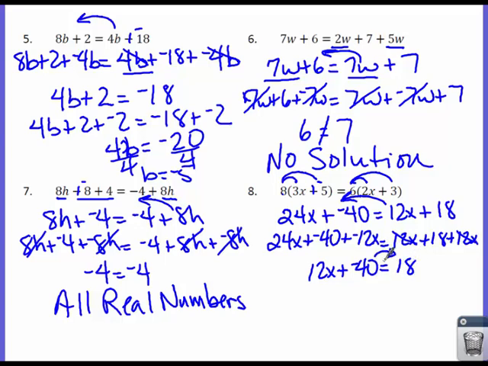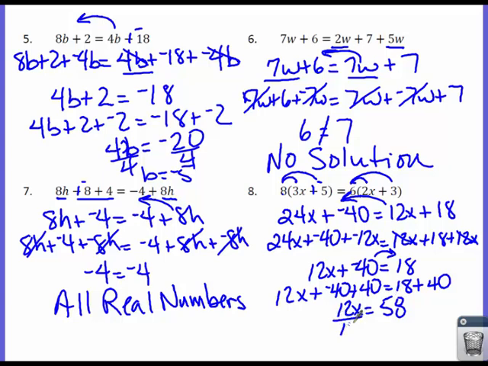Now I need to move the negative 40 over to be with the 18. So 12x plus negative 40 plus 40 equals 18 plus 40. So now I simplify, and I end up with 12x equals 58.